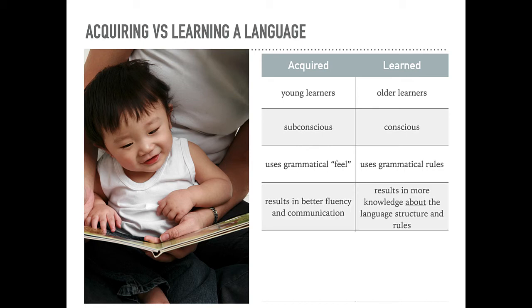Acquiring a language results in better fluency and communication. A lot of this is because when you are acquiring a language, you acquire the soft skills that come with that language. These skills allow you to read between the lines and speak in a way that communicates more clearly what you want to say. When you're learning a language, it results in a lot more knowledge about the language and its structures, but not necessarily some of those softer skills. This doesn't mean that you can't learn to communicate well if you learn a language. It just means that you might have to work harder to learn the nuances of that language.